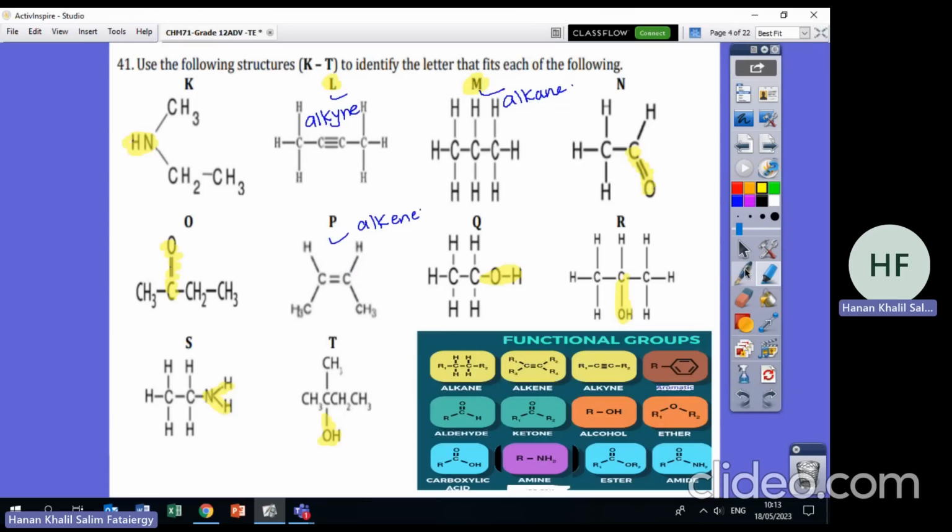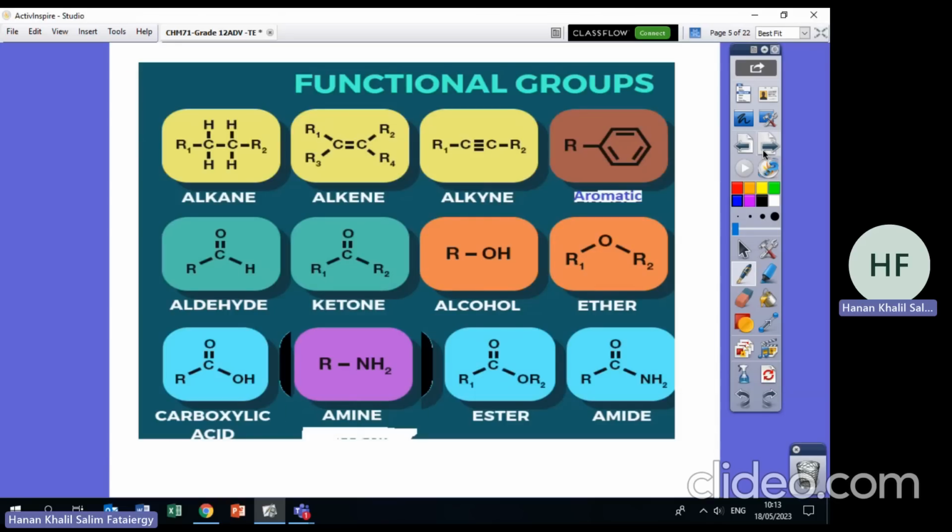Okay, so I know the families of these. So what is the family of this? What is the family of N? What is the family of O? Let me show you all the families that you will have in your lesson. The first family is the alkane. Alkane means C single bond. The second one is alkene, having a double bond. And the third one is alkyne, having a triple bond. And number 4 is aromatic, which has a benzene ring, which is C6H6. Up to here we already covered in the previous lessons.